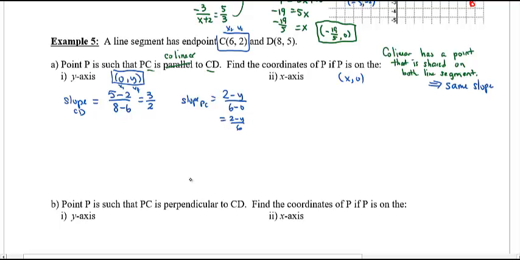Ultimately here, collinear, parallel, same slope. So let's make the two slopes equal. 3 over 2 equals to 2 minus y over 6. And once again, cross multiply to solve. 18, 4 minus 2y, 14, negative 7. So the coordinate is 0, comma, negative 7.